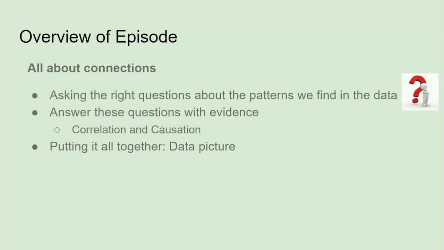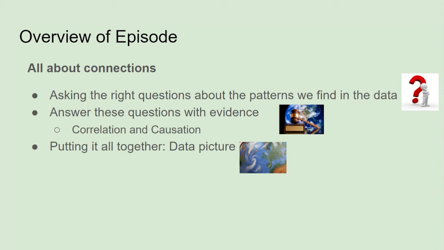In this part of the episode, we really focus on looking at connections in the data. We're going to first ask the right scientific questions about the patterns that we find in the data, and then we're going to try to answer these questions with evidence that we can find in our data dig. Then we are going to look at correlation and causation, and finally we're going to put it all together and make a data picture. Hopefully, what we learn by digging through the data will give a clearer picture of the phenomenon that we are interested in.